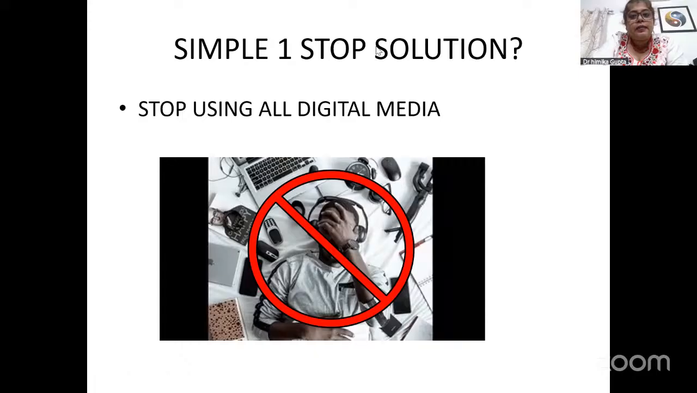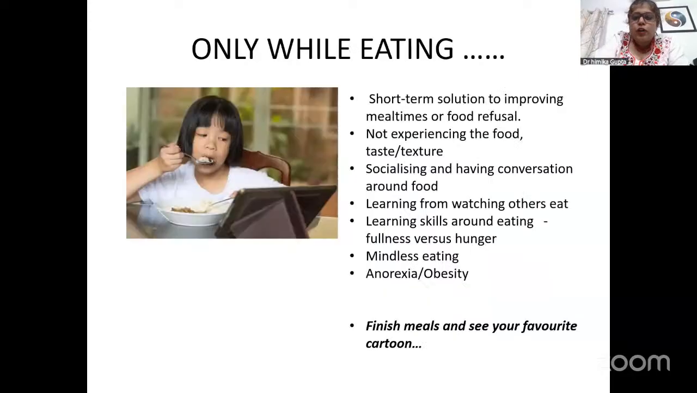So in the current scenario, especially post-lockdown, we really can't, life has changed forever, and even pre-lockdown, there were many things which needed digital media exposure. So what are the various negotiations that we can do? Because we can't just stop using all digital media. So let us look at what can be done and what cannot be done.